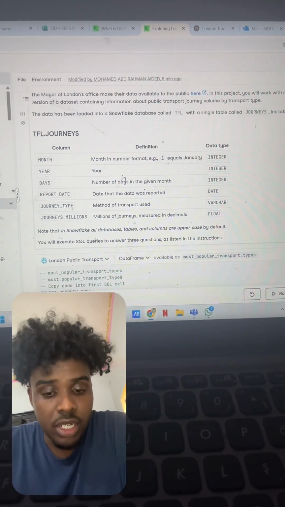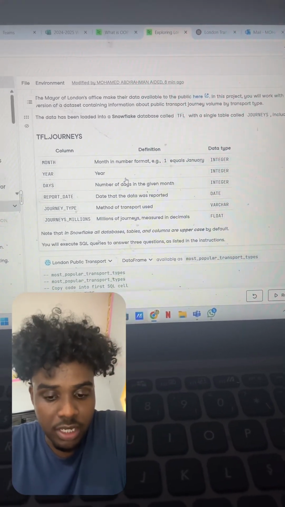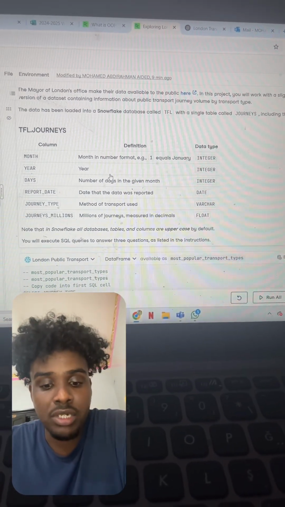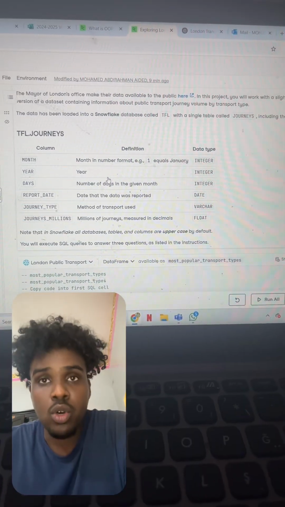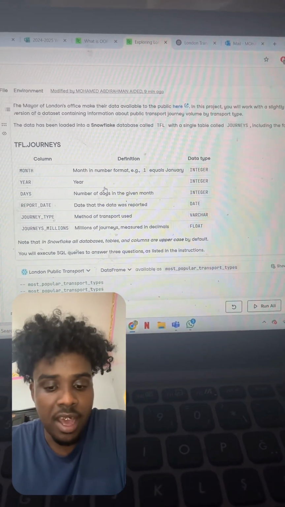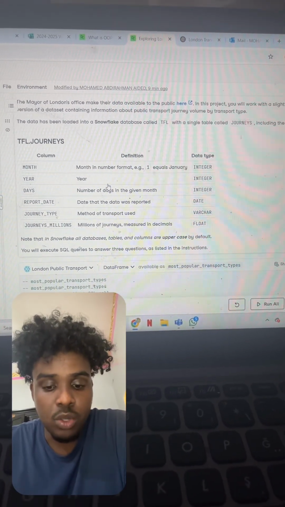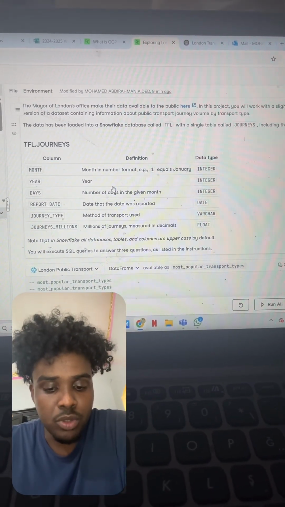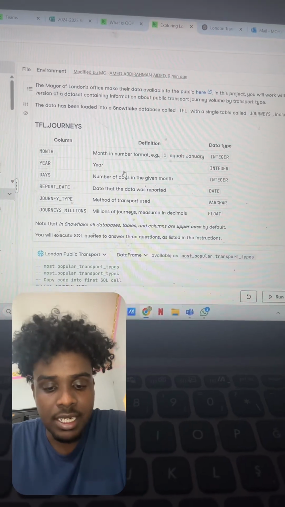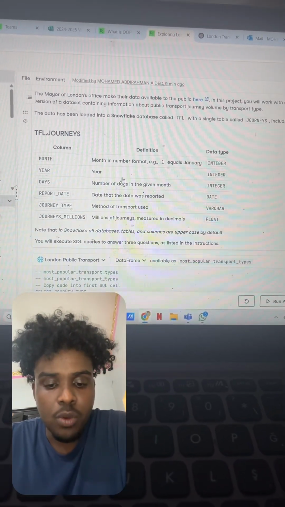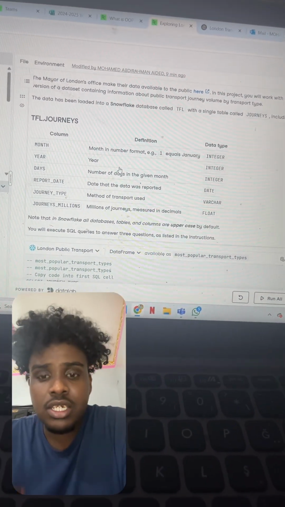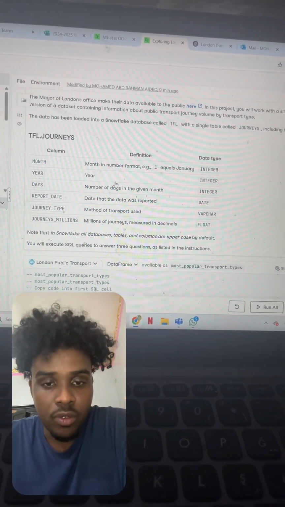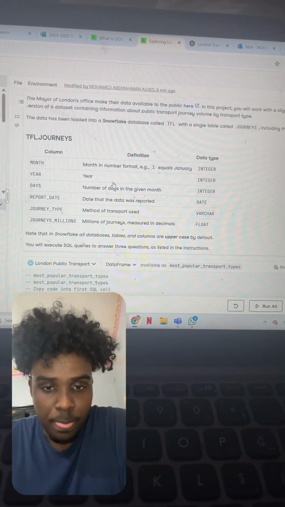So let's take a quick look at the columns of the project. There are the month, the year, and also the days for time reference. There's also a report date for when the dataset was published, the journey type, which is the type of transport used, and journeys in millions, the number of journeys in millions. This is a screenshot that contains a quick query displaying the table structure.